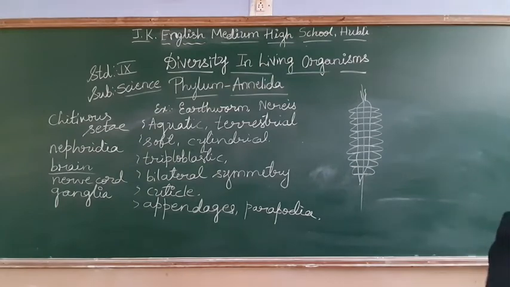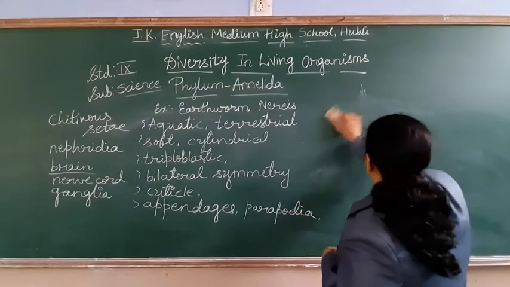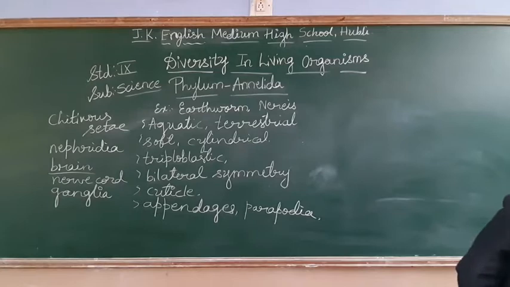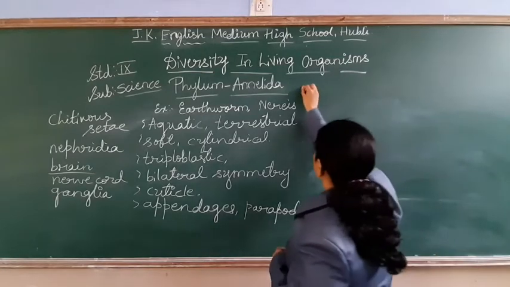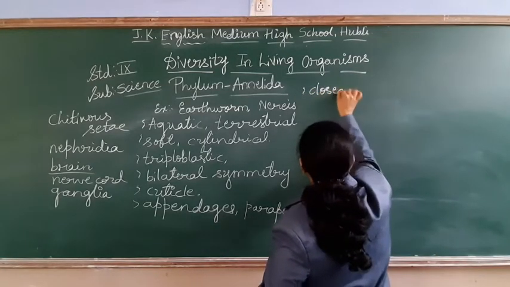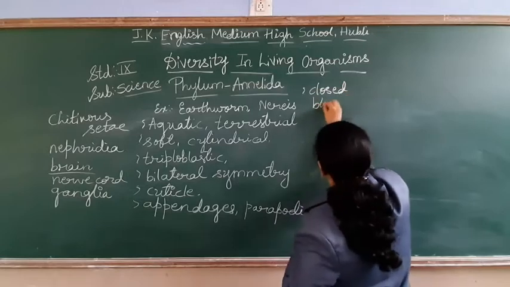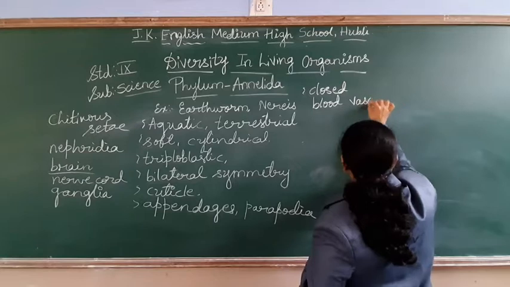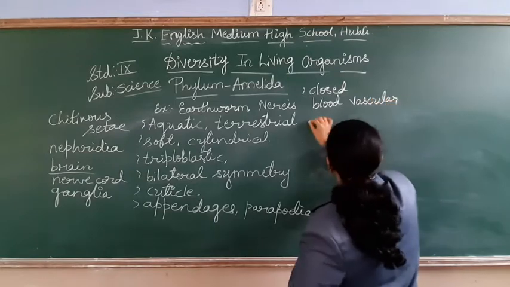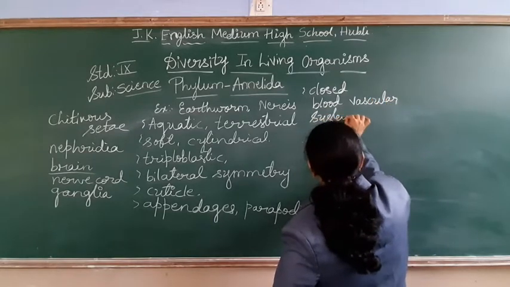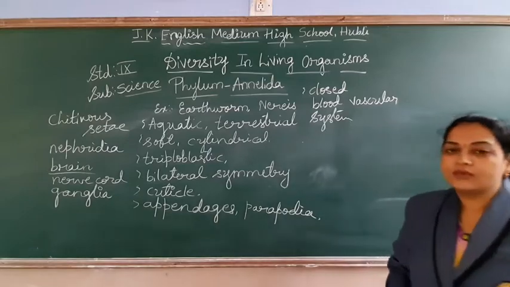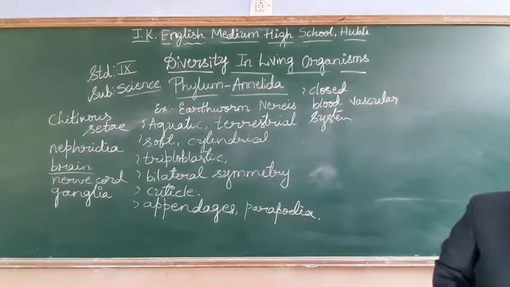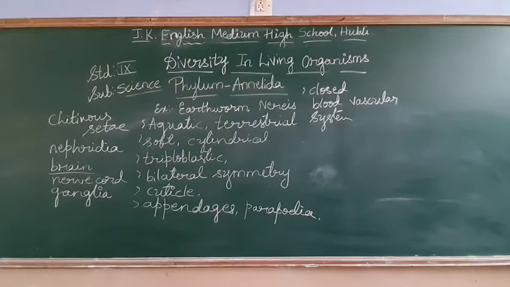Having closed blood vascular system. So two types come, students, one is open, one is closed. Okay, so this is the path of evolution.